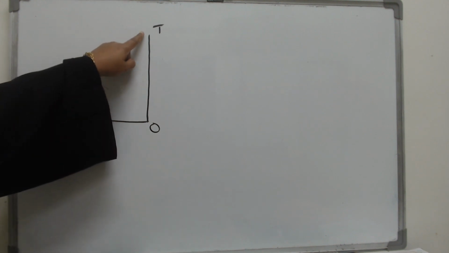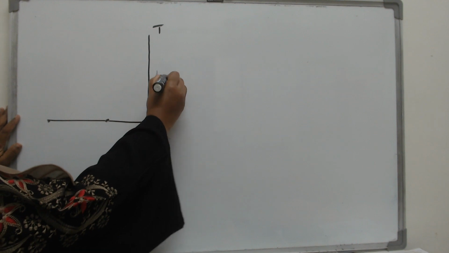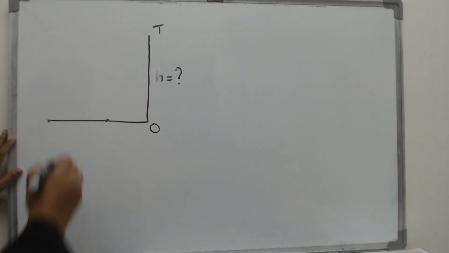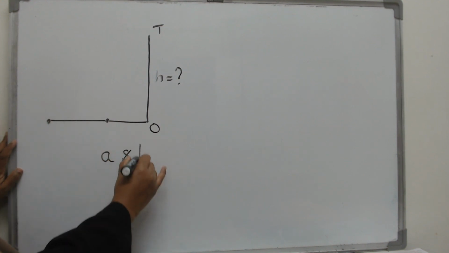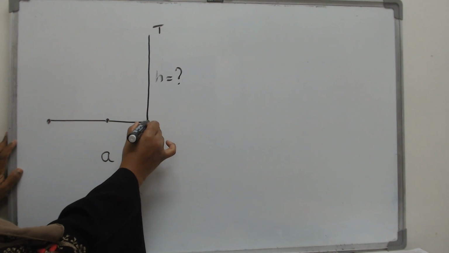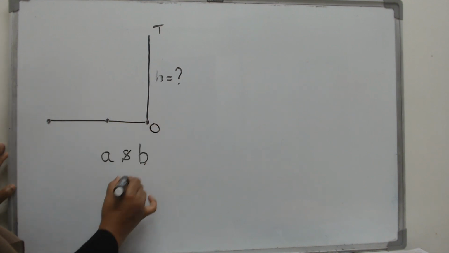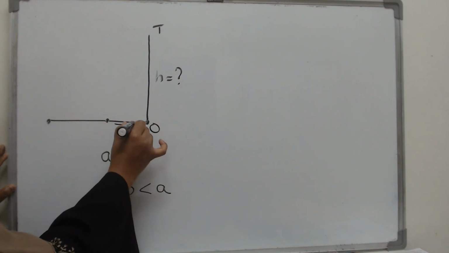Here we have a tower OT. We need to find the height of this tower. Now what we are given is 2 points at distances A and B from the foot of the tower, and there is one important information given. This B is less than A. That means this much distance.